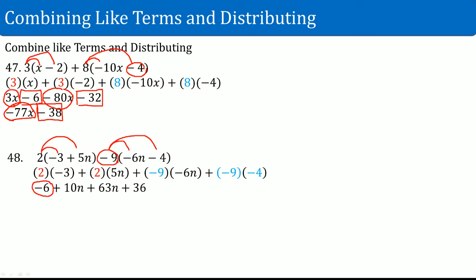The -6 and the 36 together, that becomes your 30. 10n plus 63n, that becomes your 73n here. Good. So there you go. Those are all your solutions for combining like terms and distributing.